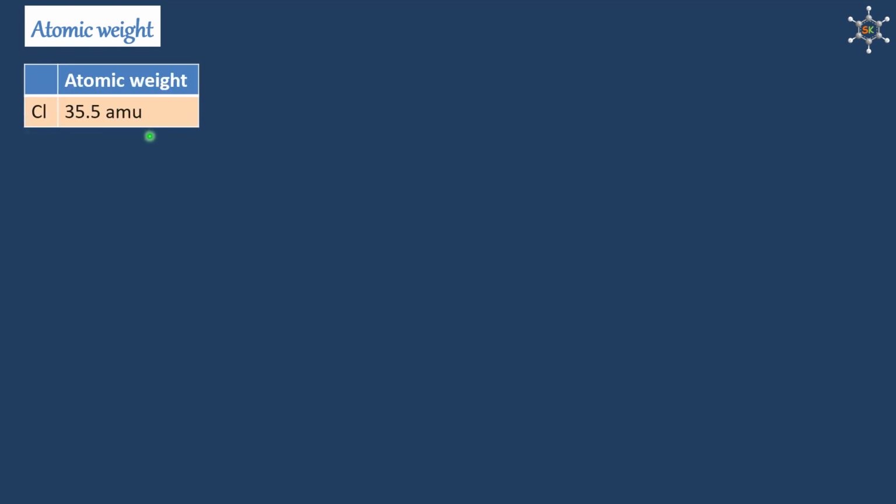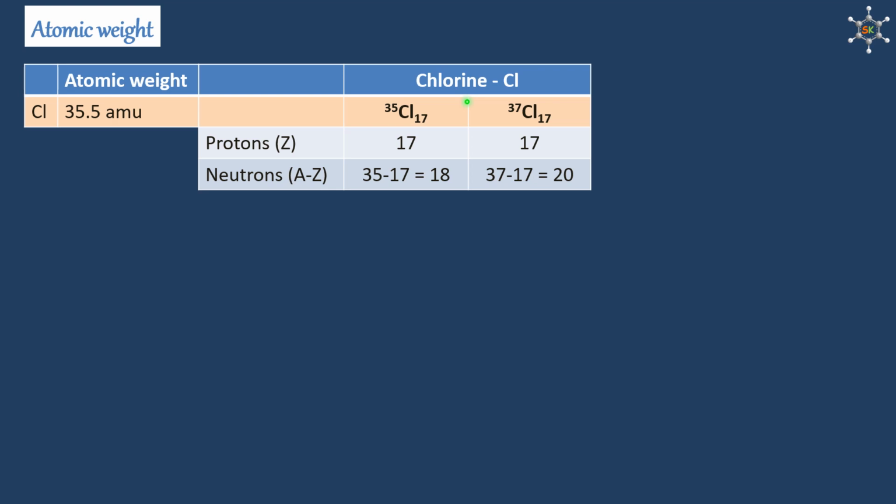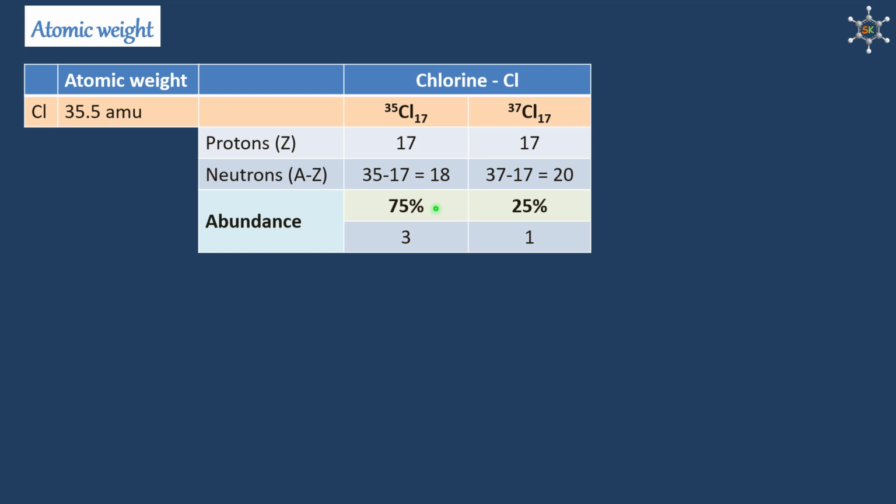Relative atomic mass or atomic weight of chlorine is 35.5 AMU. We know now that chlorine is having majorly two isotopes, chlorine 35 and chlorine 37. If we observe the relative abundance of these two isotopes in the nature, then chlorine 35 is present up to 75% and chlorine 37 is present up to 25%.